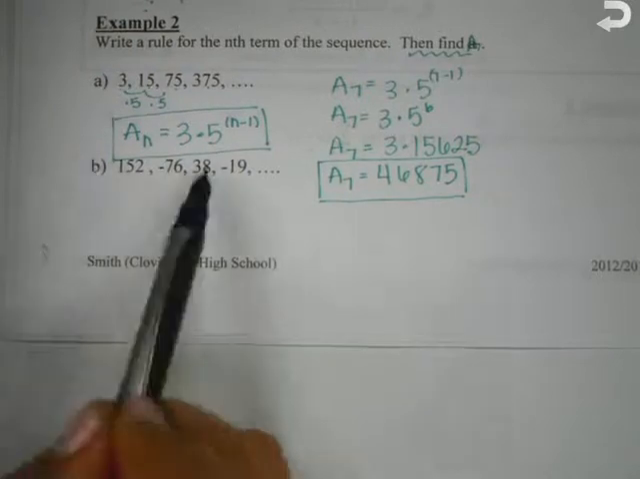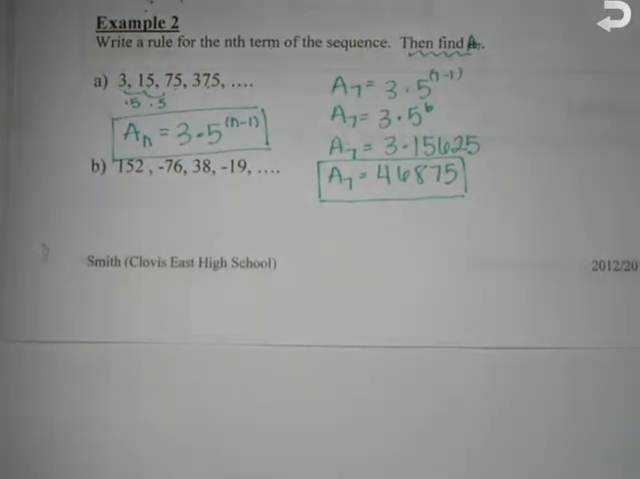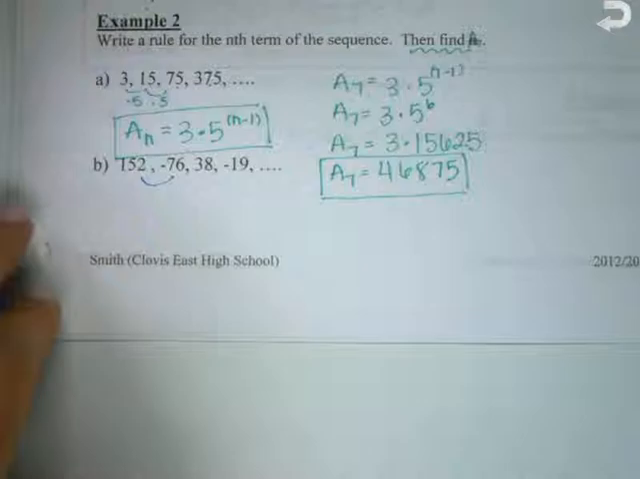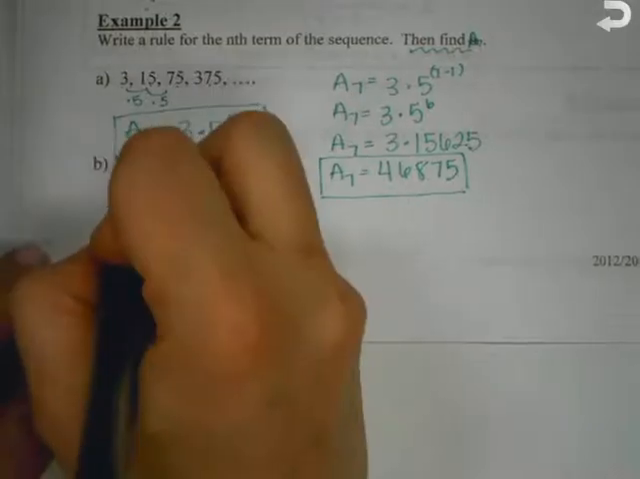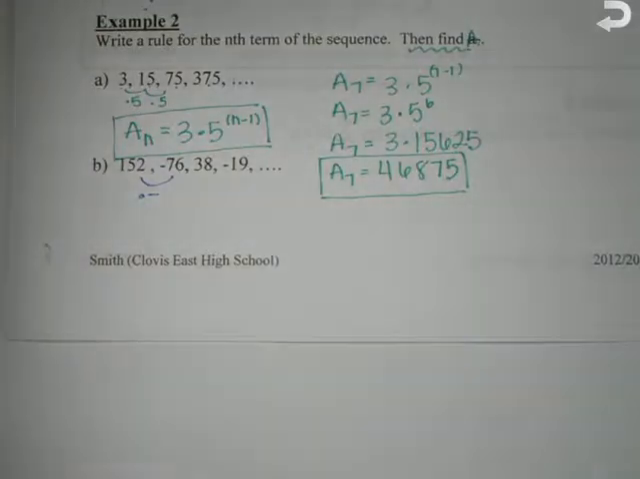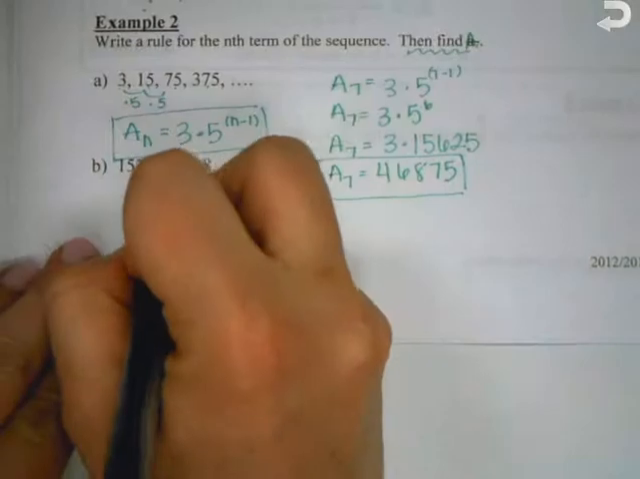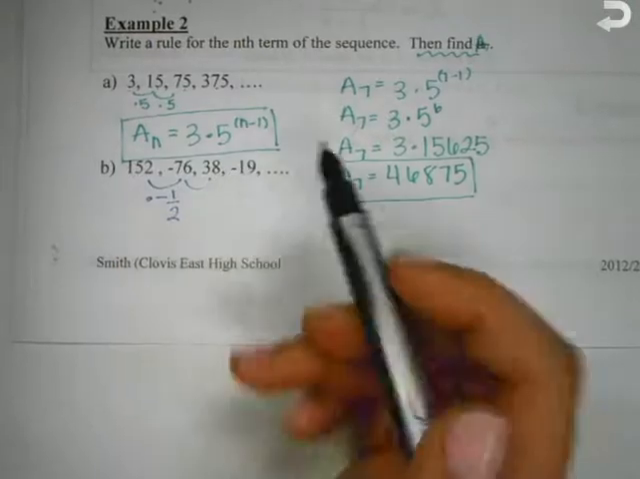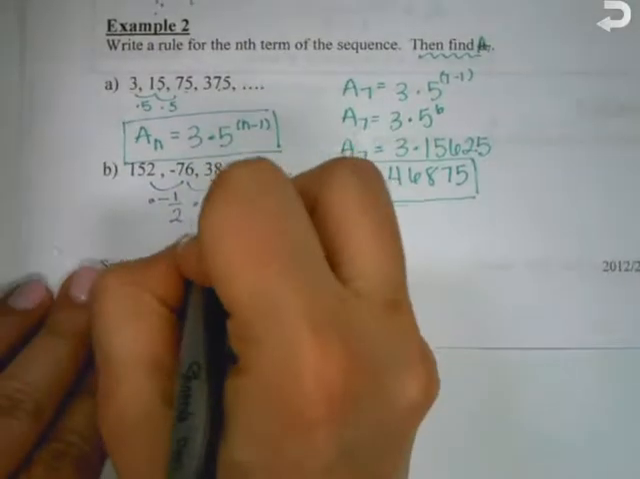All right. So what color am I doing this one in? Okay. 152 to negative 76. What am I multiplying by? Negative, and it's getting smaller, so it's a fraction, so it's going to be negative 1/2. Negative 76 to positive 38 is also times negative 1/2. Okay, so r is negative 1/2.